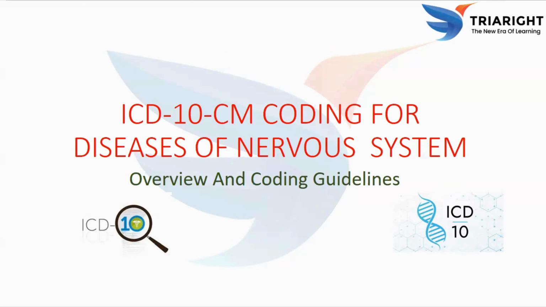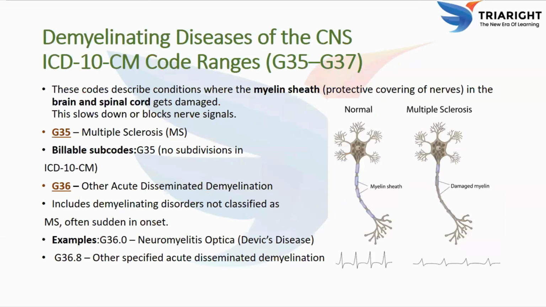Srija. So today in this session you are going to learn about the classification of ICD-10 coding for diseases of the nervous system. So coming to code ranges G35 to G37.